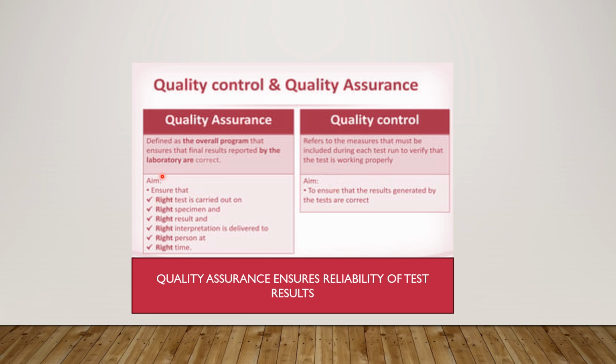So what is the aim of quality assurance? It ensures the right test is carried out, the right specimen and right results, and the right interpretation is delivered to the right person at the right time. While the aim of quality control is to ensure that results generated by the test are correct.